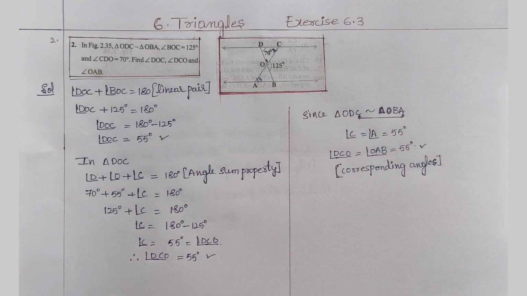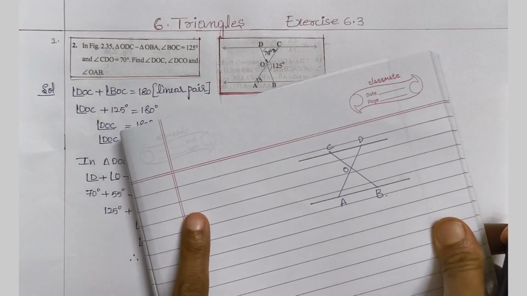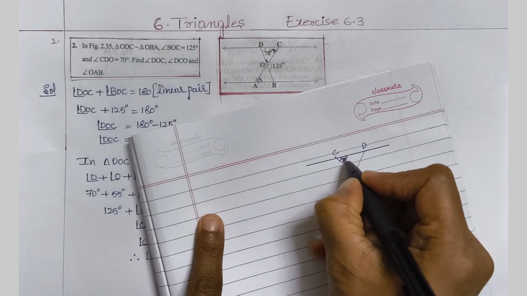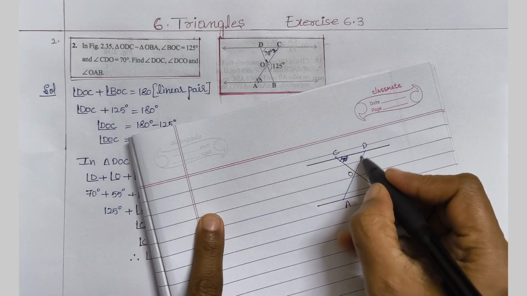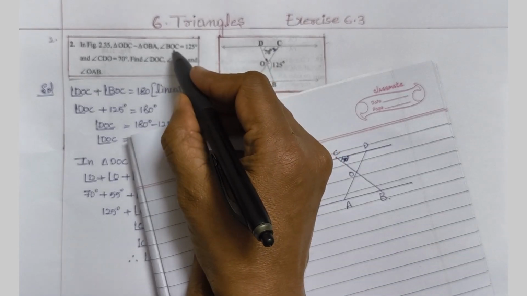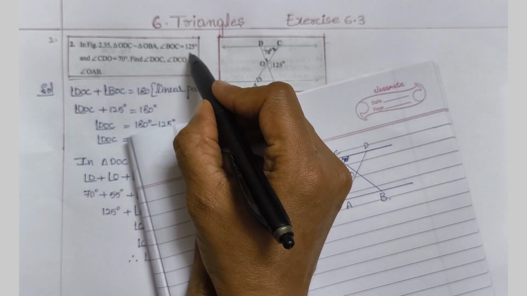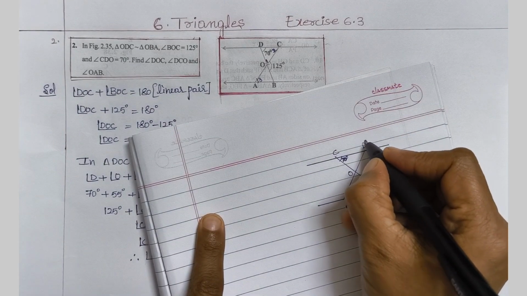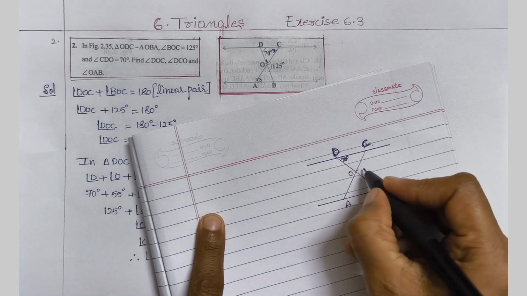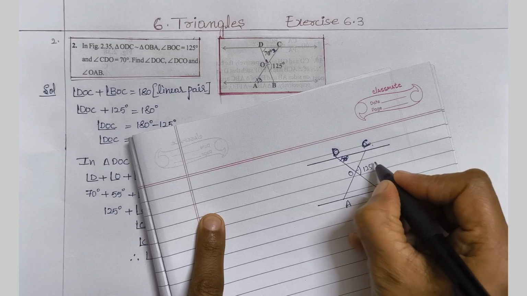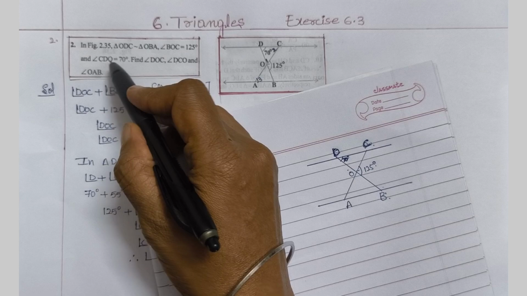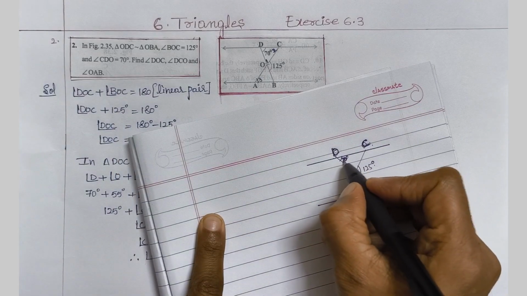Now we will start. I am drawing the diagram. In this one, this angle is given as 70 degrees. Carefully listen. Angle BOC, sorry, BOC, how many degrees is it given? This is 125 degrees. And next, 70 degrees is given for angle CDO. This is the 70 degrees.